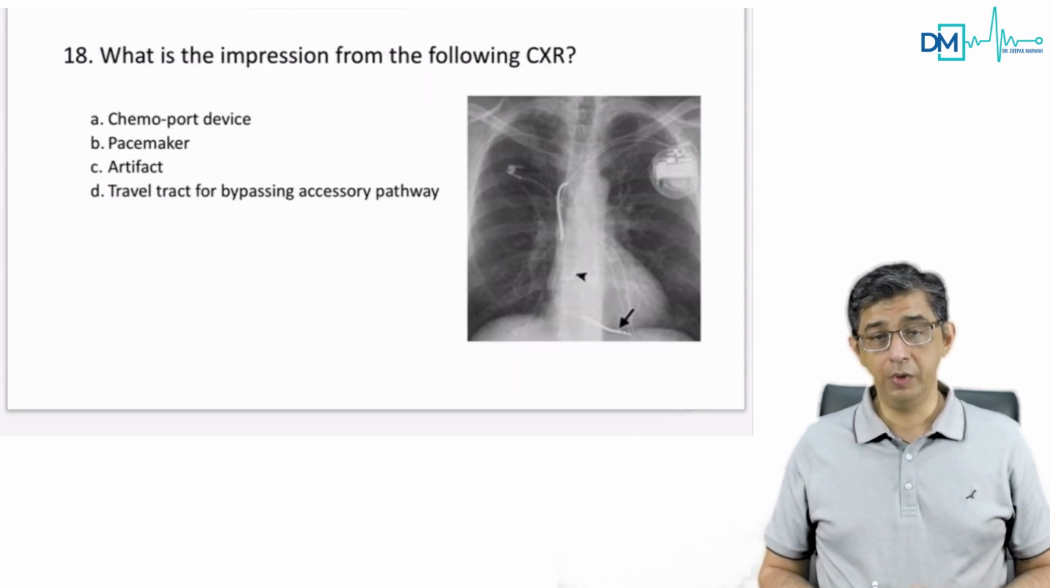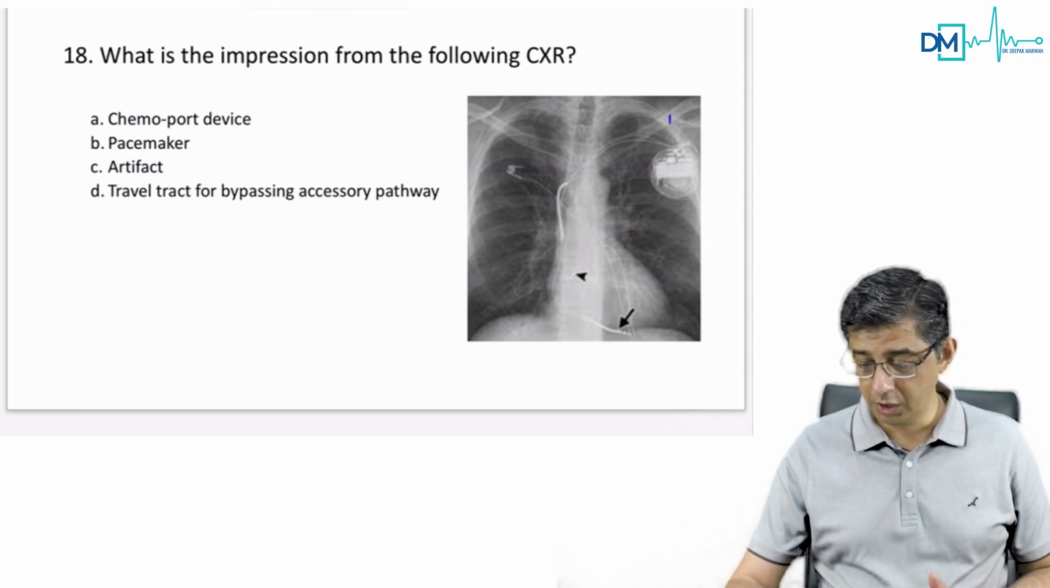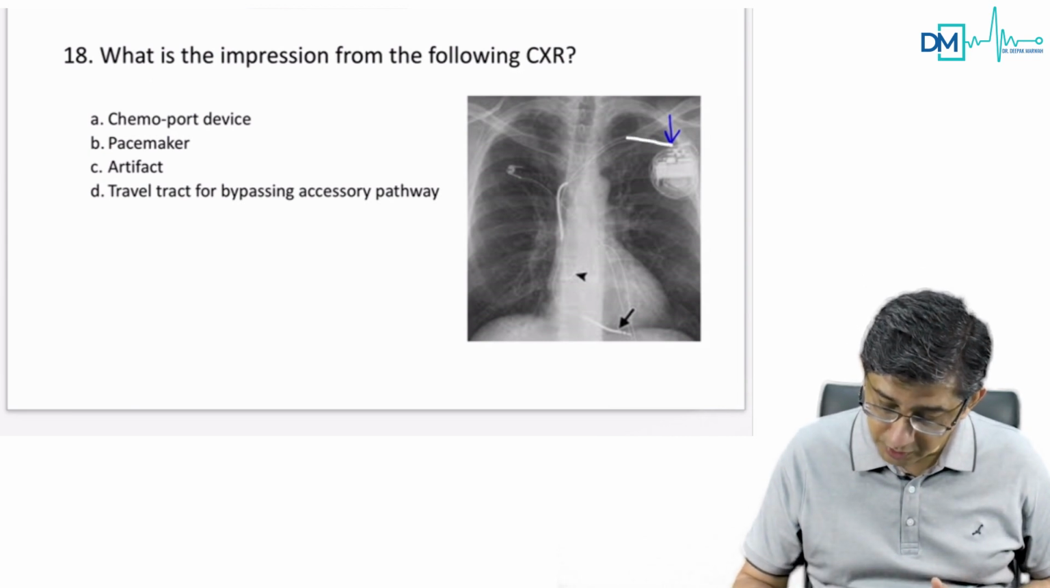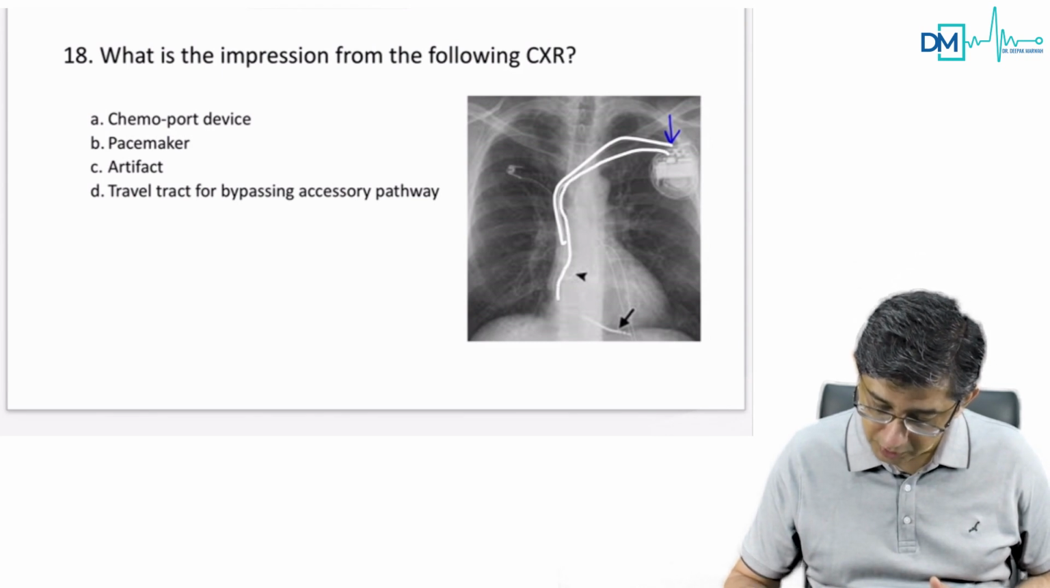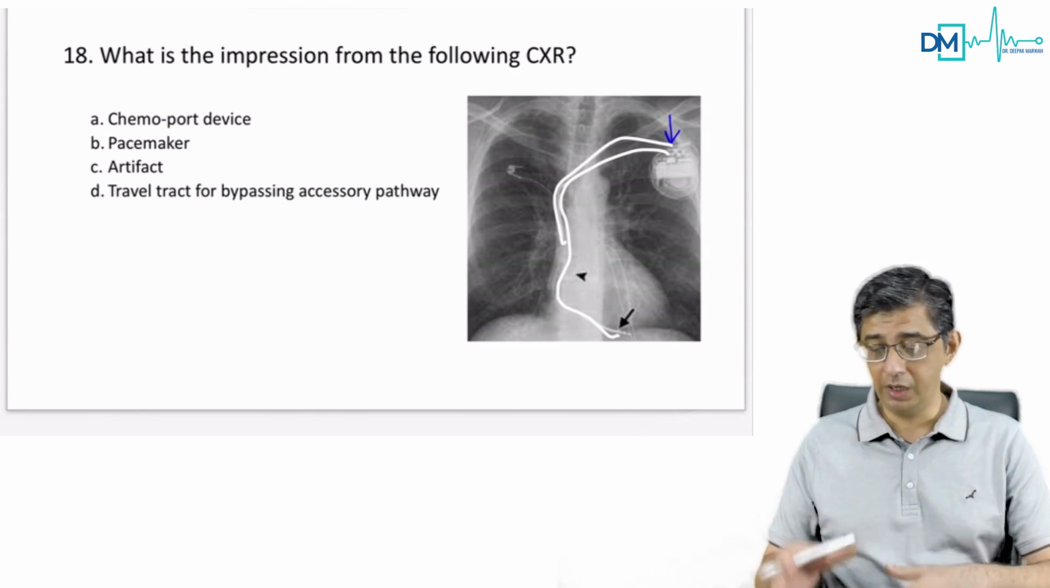The next question talks about an impression from a chest X-ray. Students told me that they could see an image of a device. From this device, you can see wires. I'll just trace out the wires. One is going to the atria, and the second wire is going into the ventricles of the patient. So there are two wires from an electronic device.